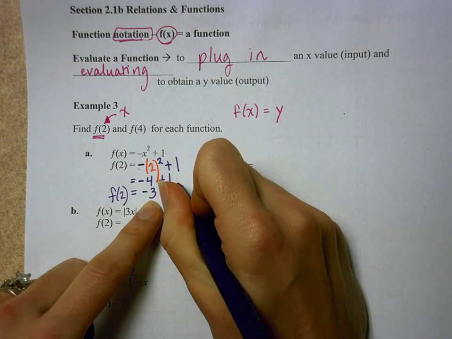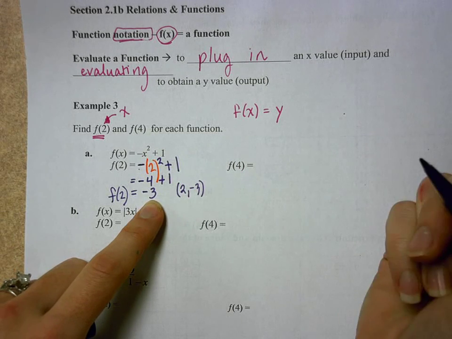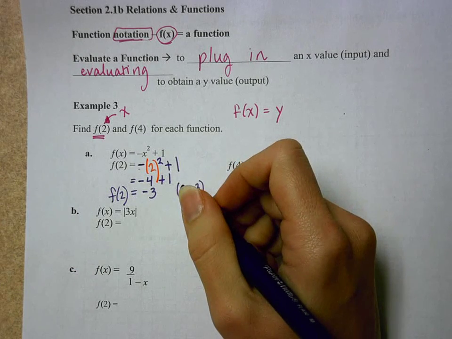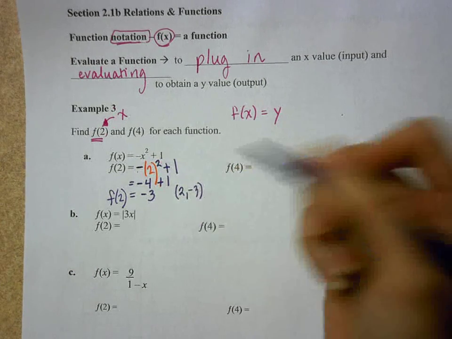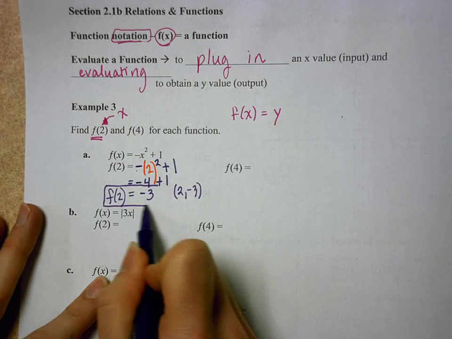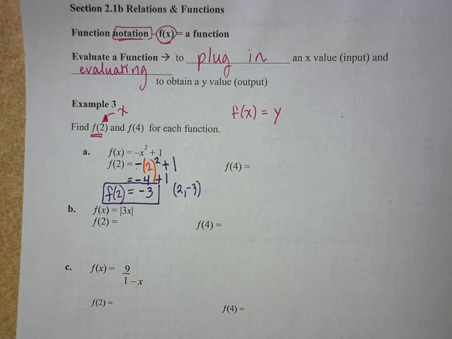Some people like to list it as a coordinate, saying, hey, when x is 2, y is negative 3. That would be a good way to do it, just list your ordered pair. But this is more often the terminology you'll see in the book and on ACT type preps.